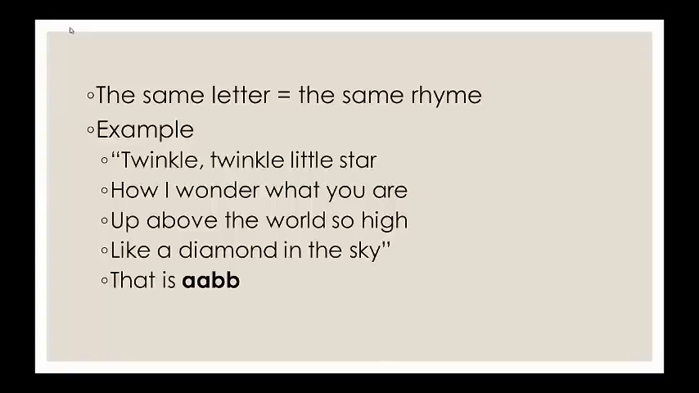For example, twinkle, twinkle, little star, how I wonder what you are, up above the world so high like a diamond in the sky. That rhyme would be labeled AABB because the words at the end of the first two lines both rhyme with each other, so they are A and A. The last words of the last two lines are a different rhyme, a different sound at the end of the word, but they sound the same, they rhyme with each other. So you have BB, AABB, star and are, high and sky.